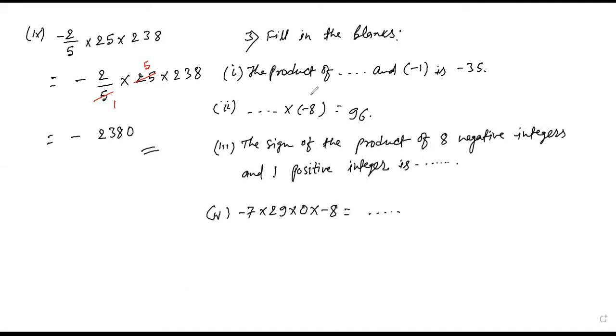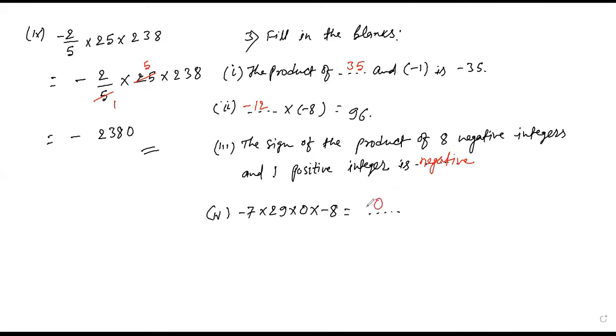So number 1, the product of dash and minus 1 is minus 35. The answer will be what? Plus 35. Now number 2, dash into minus 8 is equal to 96. We have 12, 8 and 96, but the result is positive, so minus must be multiplied with minus, so minus 12. Now third number, the sign of the product of 8 negative integers and 1 positive integer is what? Negative into positive is negative. So the answer will be negative.